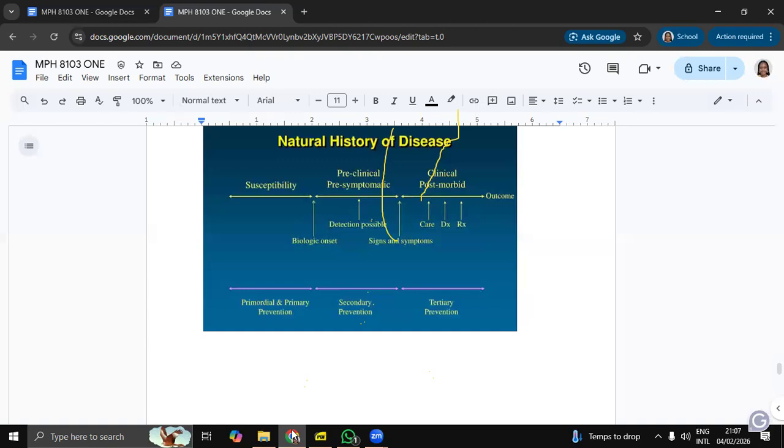Before the signs and symptoms start to show, we want to be able to pick it up. So we carry out things that the name of the thing there is screening. That's the key word, screening. We screen so that we can catch it at that phase where the person doesn't yet have the signs and symptoms.